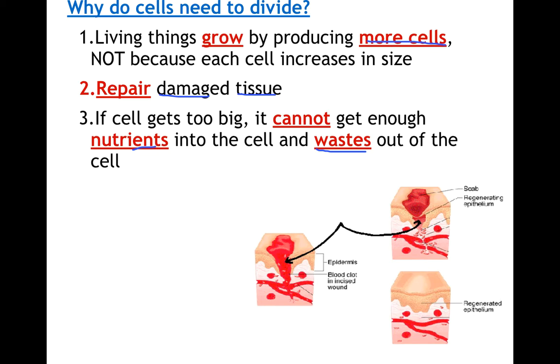This is just showing how we have our epidermis, which is our skin right here, and we have a blood clot from like a wound. So we scrape ourselves and we produce what's called a scab. And then underneath the scab, we start regenerating the skin or the epithelium. And then eventually that scab will fall off and our skin is good as new. So we have these cells growing and dividing, in this case, for number 2, which is repairing damaged tissue.